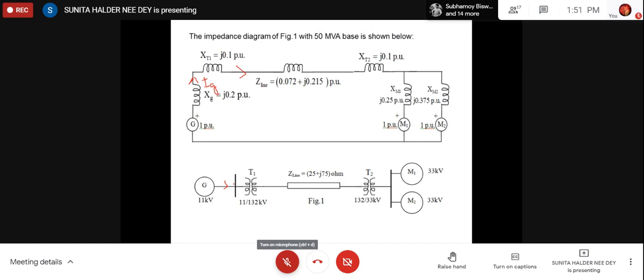Now this type of circuit solution, I shall not give any problem sheet or anything, because in fault calculation we have to do it repeatedly. So if you want to practice, you can practice from any book.